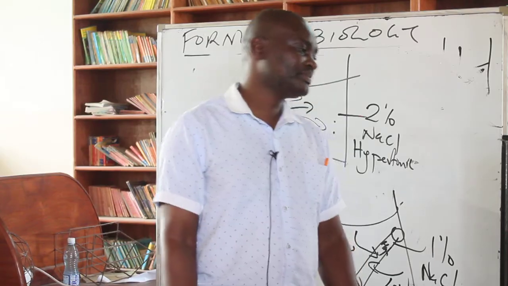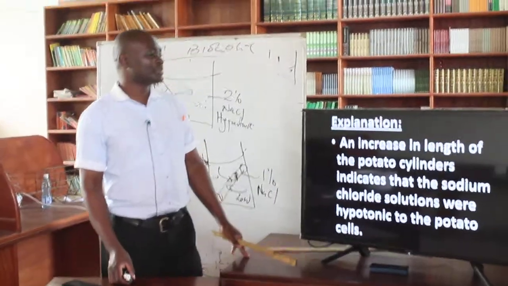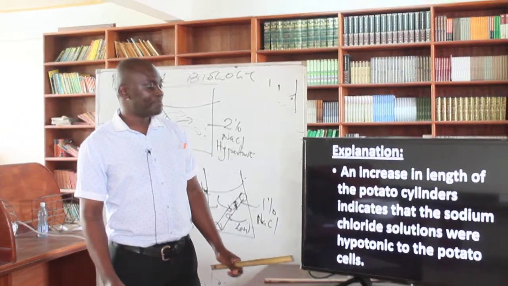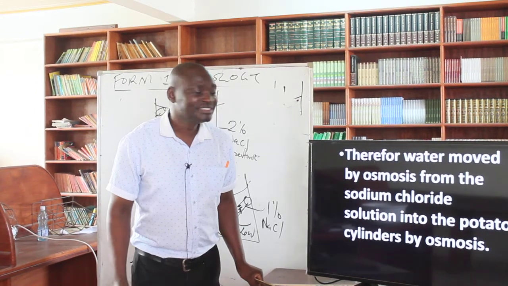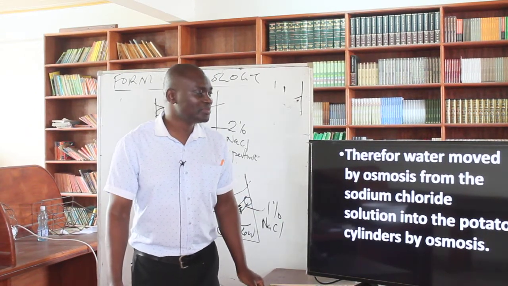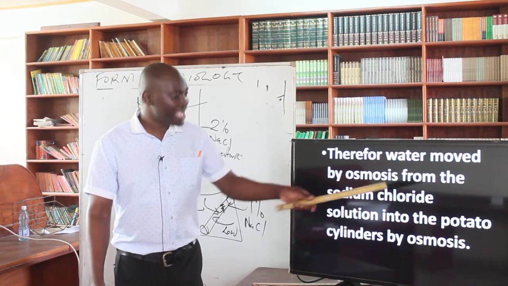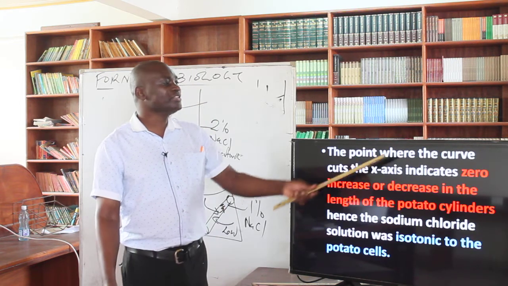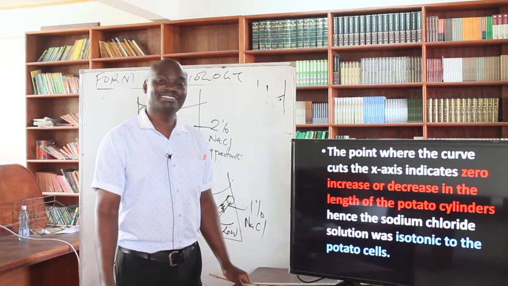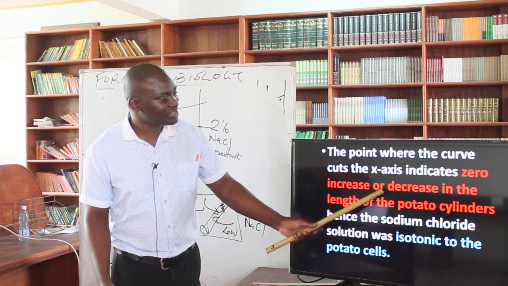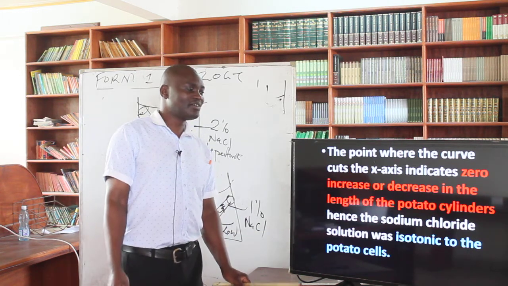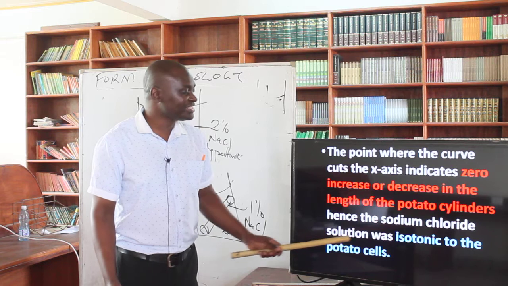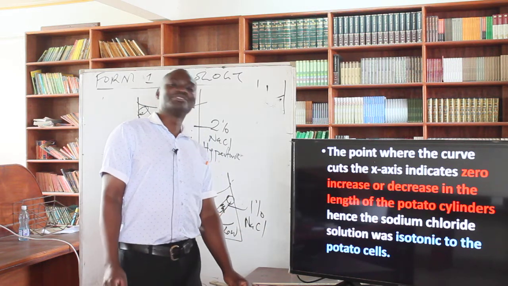So, explanation: an increase in length of the potato cylinders indicates that the sodium chloride solutions were hypotonic to the potato cells. Therefore, water moved by osmosis from the sodium chloride solution into the potato cells. The point where the curve cuts the x-axis indicates zero increase or decrease in the length of the potato cylinders. There is no increase or decrease. Hence, the sodium chloride solution was isotonic to the potato cells.